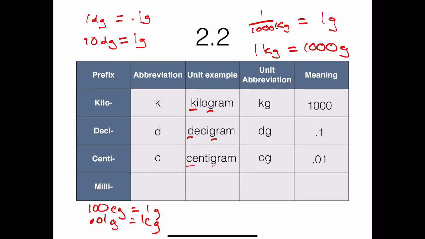Milli is m. We end up with a lot of m's. We end up with millimeter, and mega is usually differentiated by a big M, but we'll look at that in a minute. So milligram, again, taking the first letter of each one, we get mg. We've probably seen this a little bit more frequently. The meaning for milli is 0.001. So this means that I have 0.001 grams in 1 milligram. Or looking at it the other way around, we have 1,000 milligrams in 1 gram.